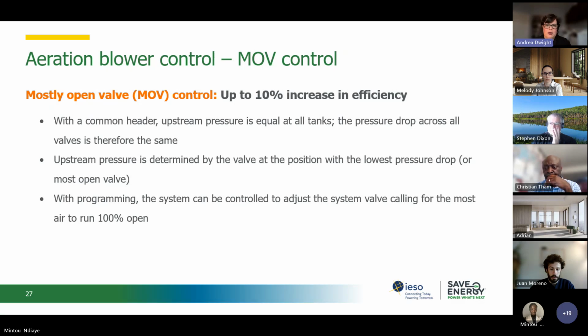So if you have a multi-valve system with automatic valves, you can at least program it so that one valve is always mostly or 100% open. Then the whole system will have a much lower pressure drop across the valves, and you're going to save energy at your motor. It is a little bit of programming required to do it that way, but it could save you up to 10% in efficiency. Next slide.